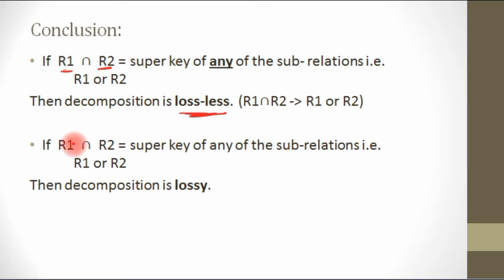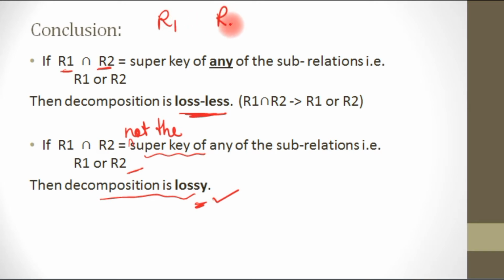Same here, if the common attribute between these two relations is not the super key of any of the subrelations, then this decomposition is lossy. We write here: not the super key. Then the decomposition is lossy. Here we are talking about only two subrelations, that is R1 and R2.